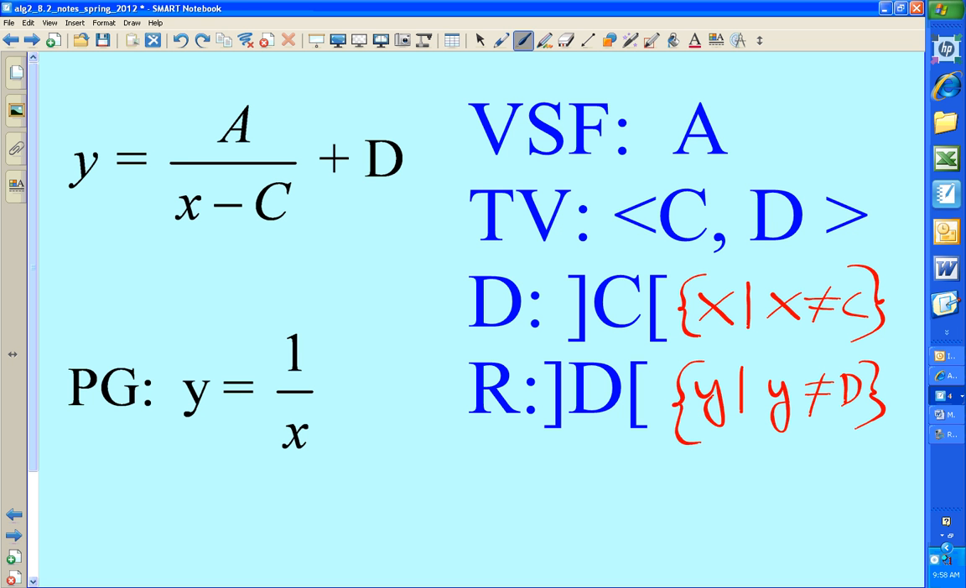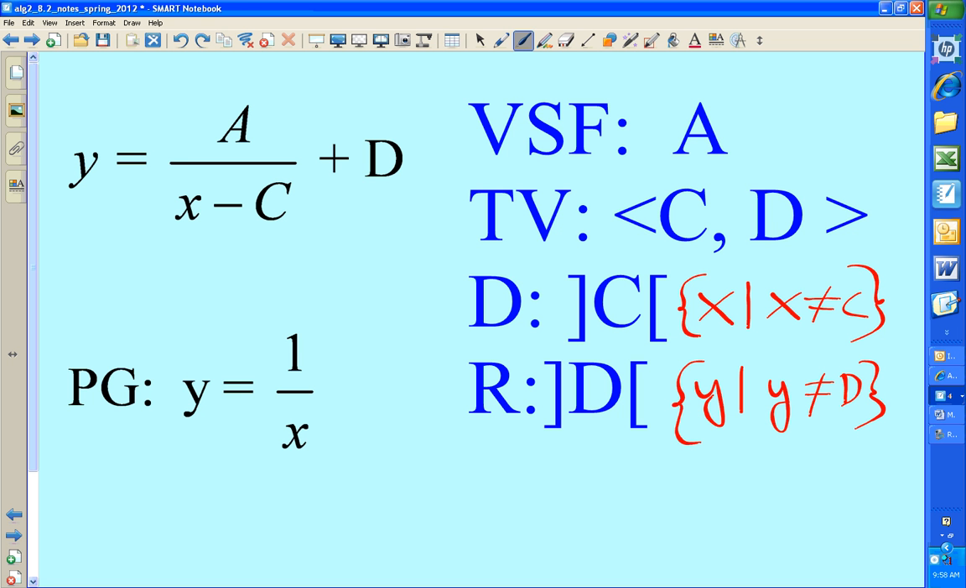Okay, let's say we multiplied this 1 over x by 3. What would you get? 3 over x. A is 3. If underneath you had x plus 4, and out here you had minus 5, then you'd have translations. It's no different than what we've been doing all semester, since January.